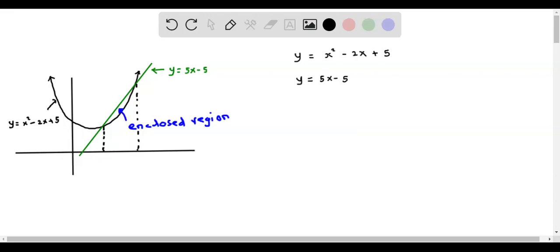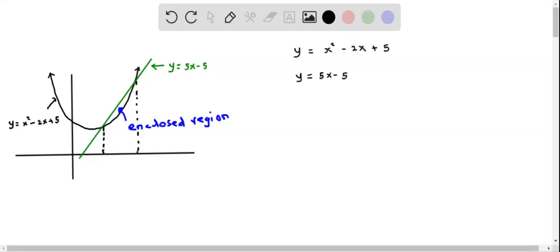We now determine the area of the region enclosed by the curves y equals x squared minus 2x plus 5 and y equals 5x minus 5. The first curve, y equals x squared minus 2x plus 5, is a parabola opening upward. Here I have shown the sketch of this parabola, which opens upward.